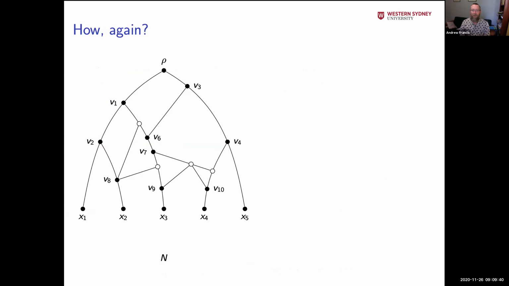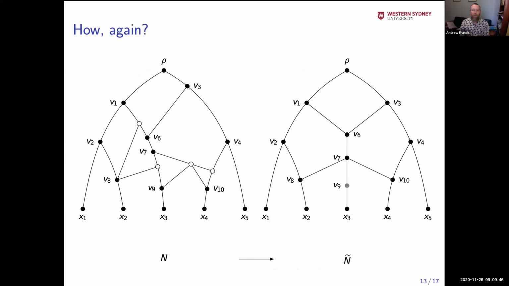So let me run you through an example. This is that first network I showed you, and there it is. So here is the first step. This is the cover digraph. It's still got a degree 2 vertex here, the V9.